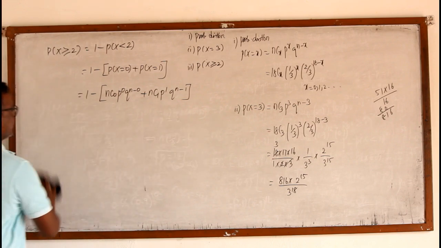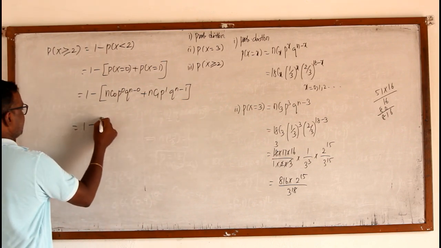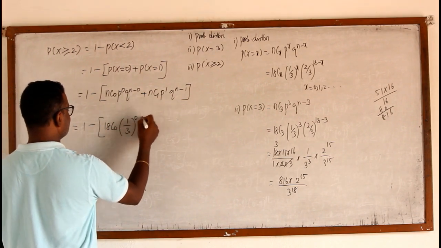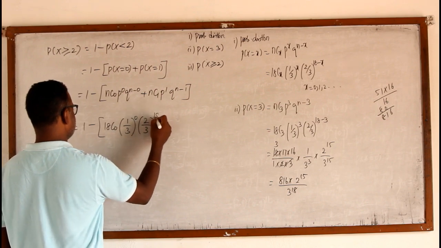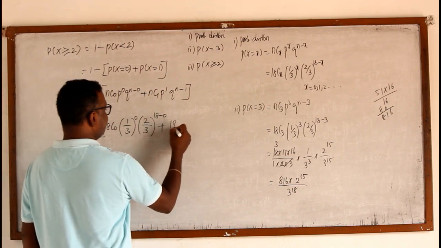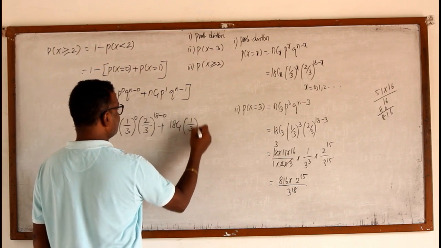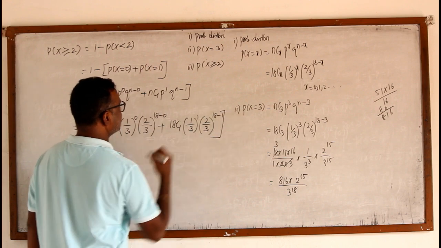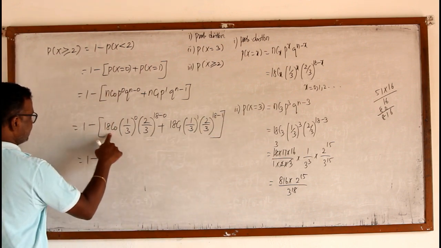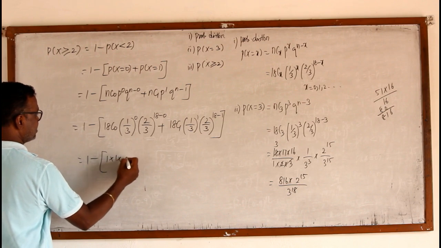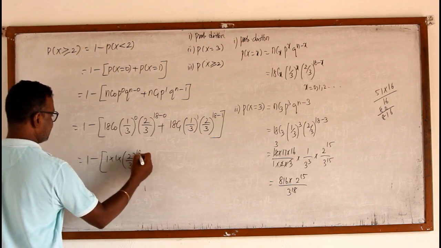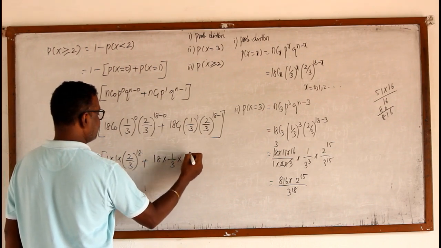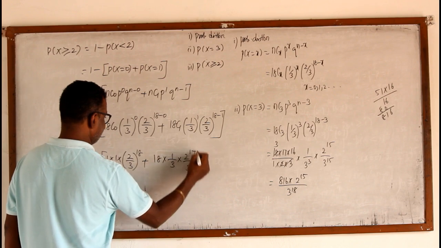Now substitute for n, p and q. Remember, n is 18. P is 1 by 3 whole power 0. It is 2 by 3 whole power 18 minus 0. 18C1, 1 by 3 whole power 1, 2 by 3 whole power 18 minus 1. Now see, 18C0 is 1. Anything power 0 is 1. 2 by 3 whole power 18. It is 18 into 1 by 3 into 2 power 17 by 3 power 17.